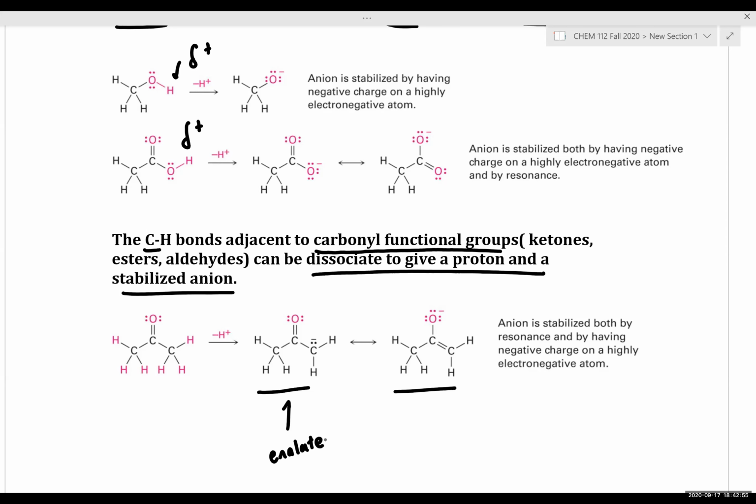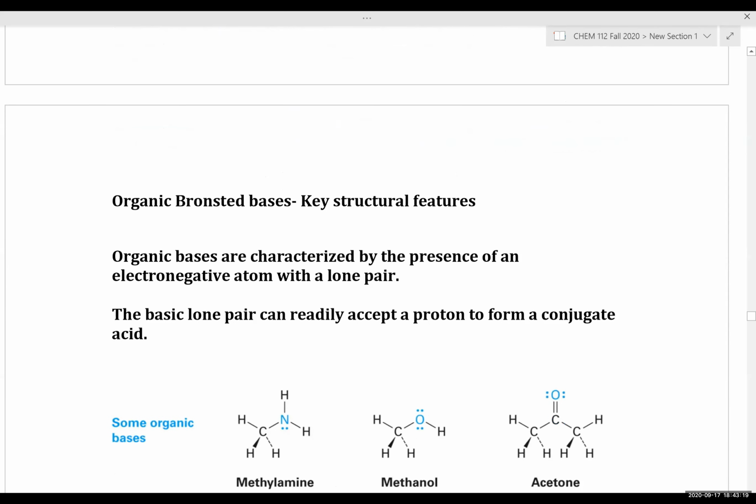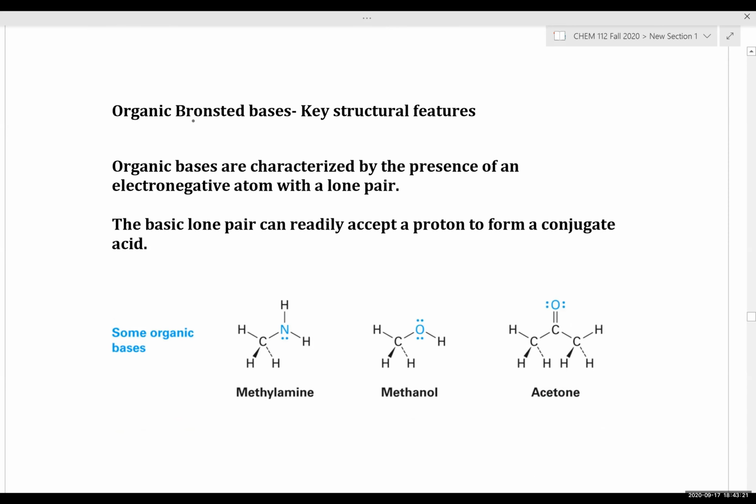Okay, so we've noticed that organic acids in general have a positively polarized hydrogen atom, and they generate anions that are either stabilized via resonance or the anion is placed on an electronegative atom, such as oxygen. Wonderful. Let's look at the key features of organic Bronsted bases. Organic bases are characterized by the presence of an electronegative atom with a lone pair, and the basic lone pair can readily accept a proton to form a conjugate acid.